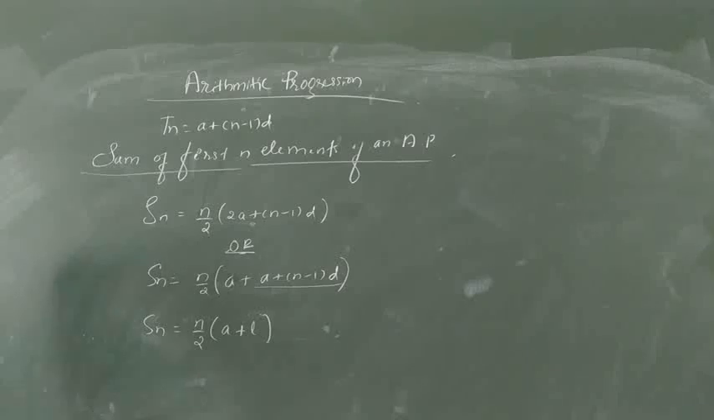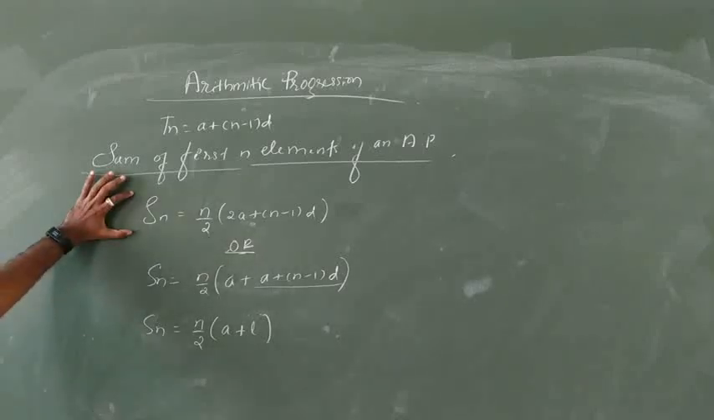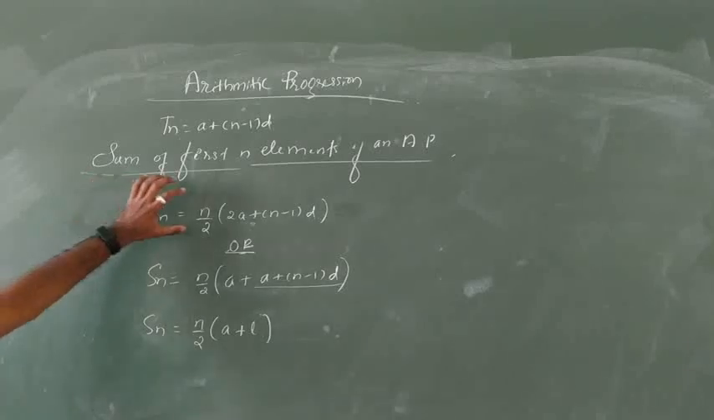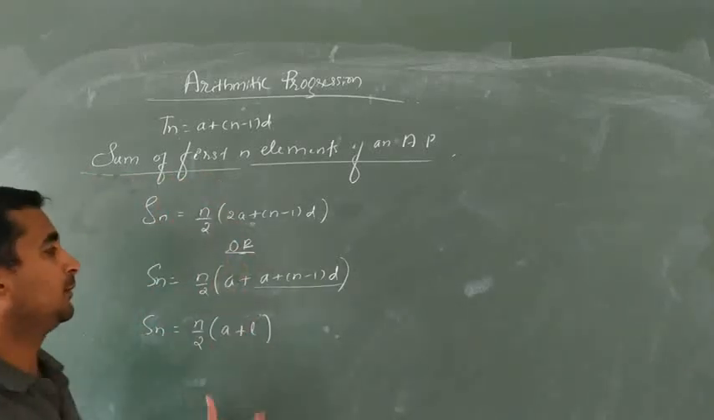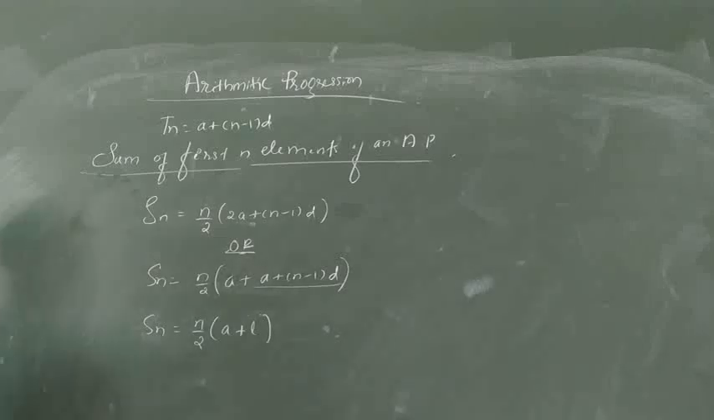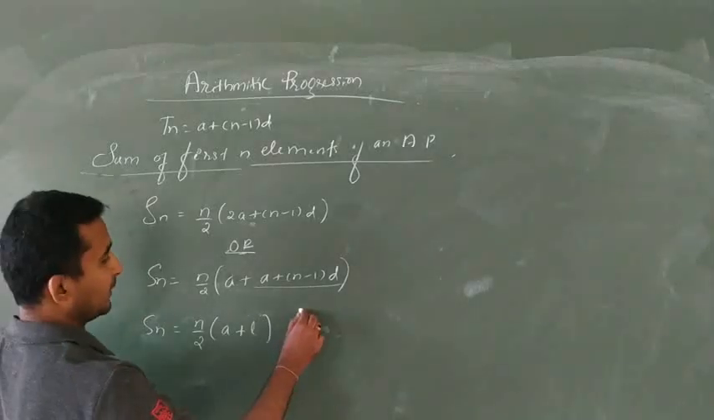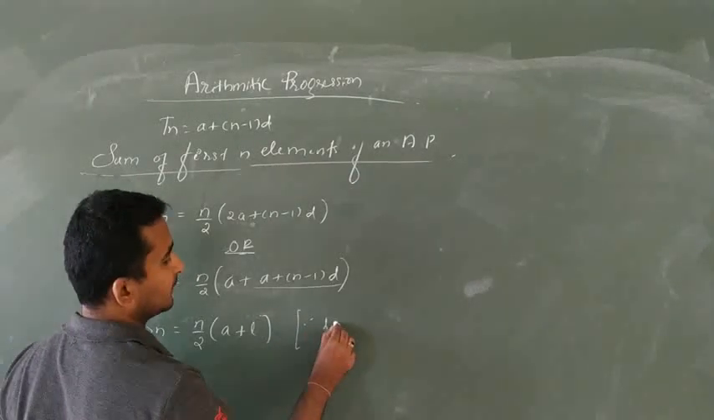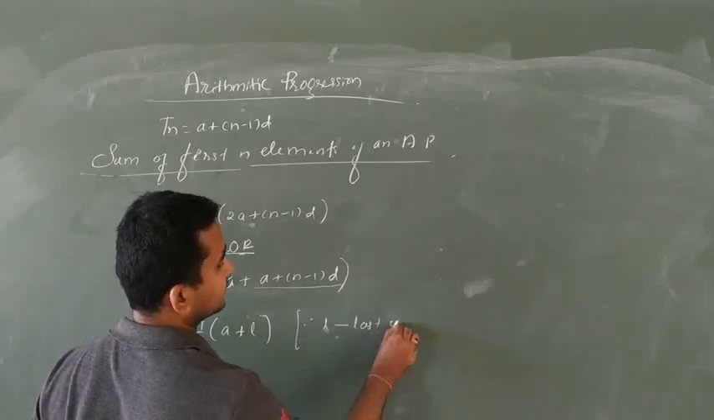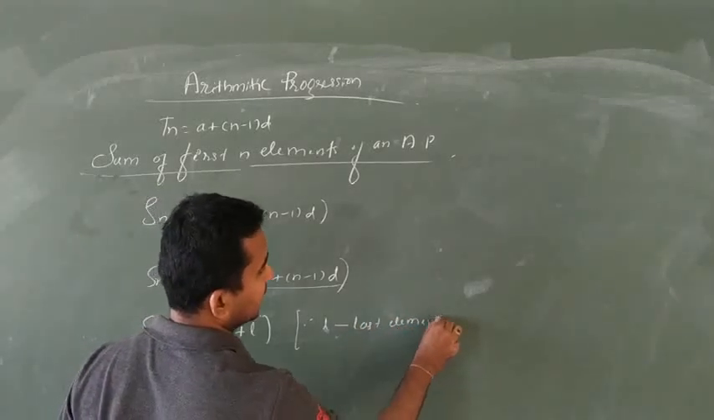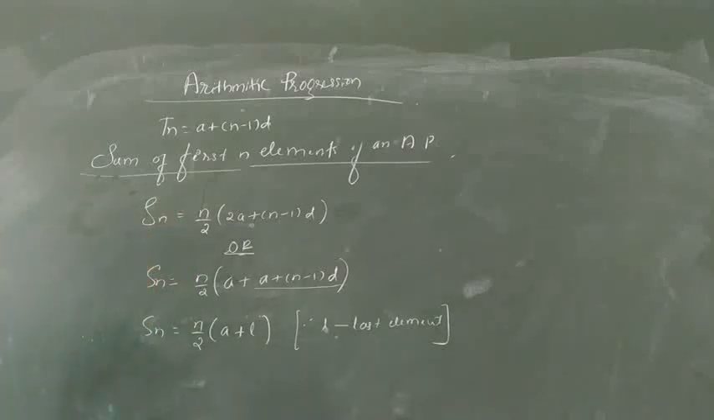Both have the same meaning. We can either write the sum of the first n elements as Sn equal to n by 2 into 2a plus n minus 1 into d, or Sn equal to n by 2 into a plus l, where l is the last element, or we can say the nth element of that given series. Depending on this concept, now we are going to solve some basic examples.